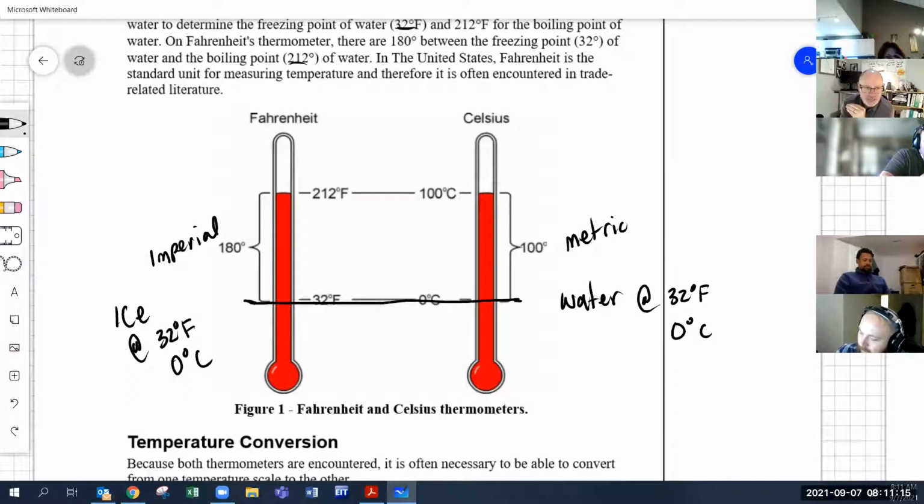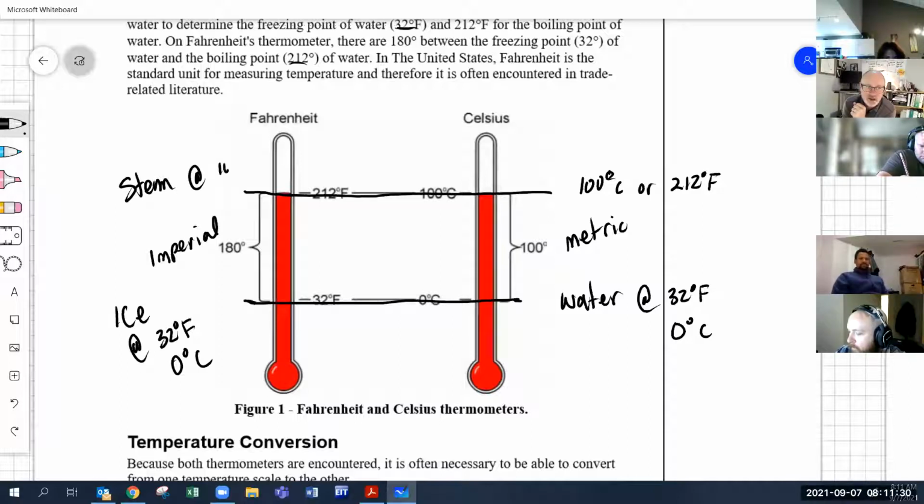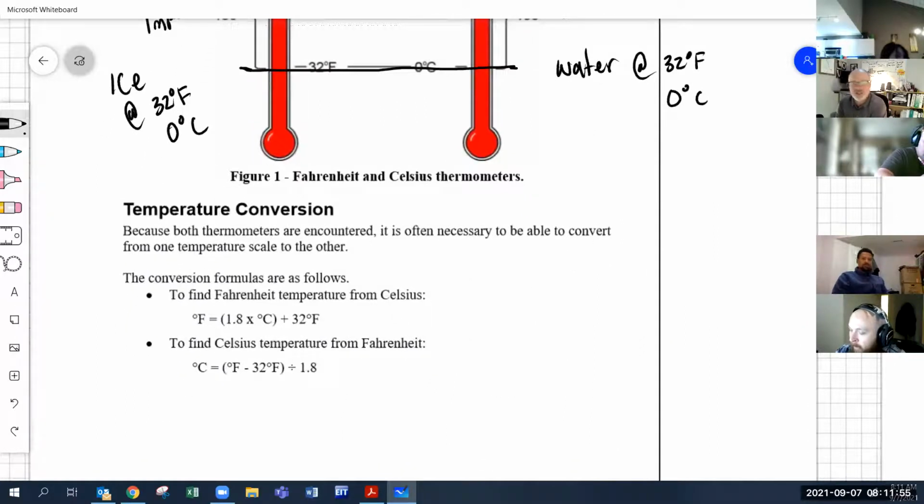And similarly, I could have water at 100 degrees C or 212 degrees Fahrenheit, and I can have steam at 100 degrees C or 212 degrees Fahrenheit. It's either or. This is called the boiling point, but I could have water or steam at these temperatures, okay? It takes a certain amount of heat to change one from the other, and we're going to discuss that at length. But first, we're going to talk about temperature conversions.